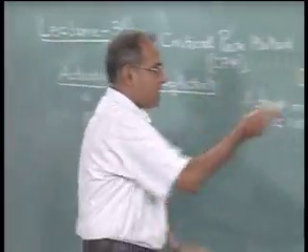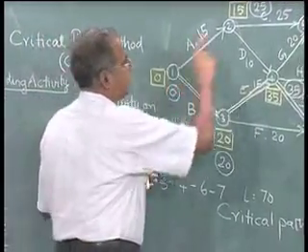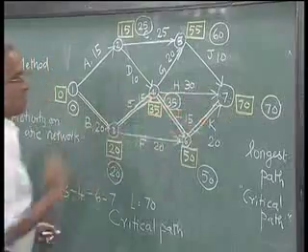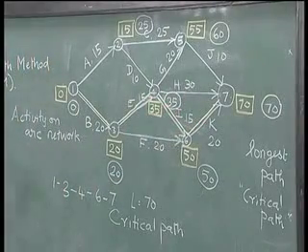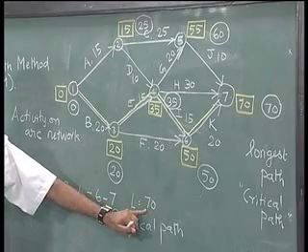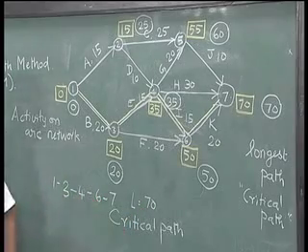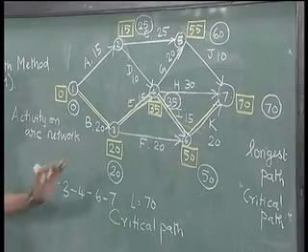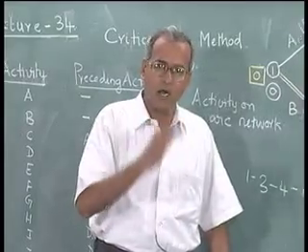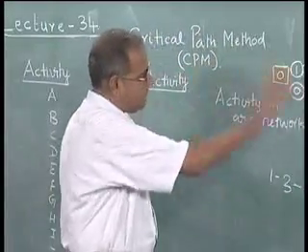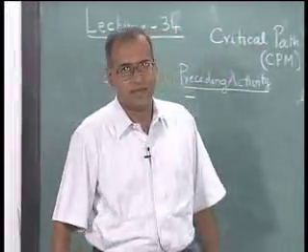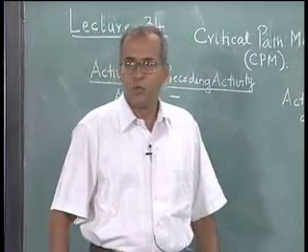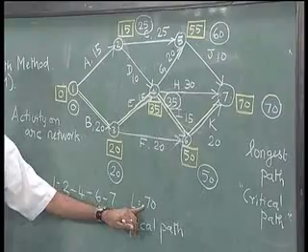Now, the other paths in this network, for example, 1 to 2, 2 to 5, 5 to 7, or 1 to 2, 2 to 4, 4 to 7, will have length less than or equal to that of the critical path. If they are equal, then they become alternate critical paths, but if they are strictly less, those paths are not critical. So, all the paths from 1 to 7 are either critical or non-critical, and all non-critical paths will have length less than that of the critical path.